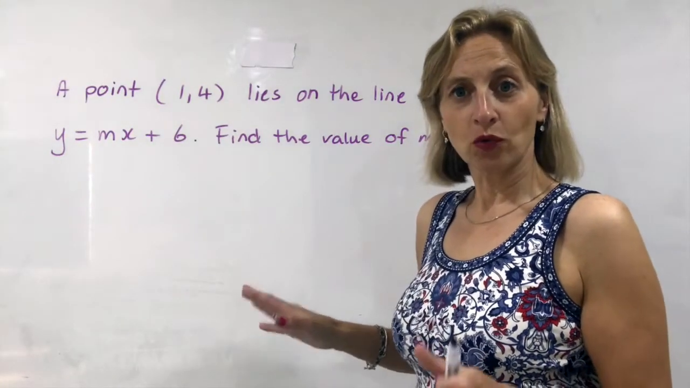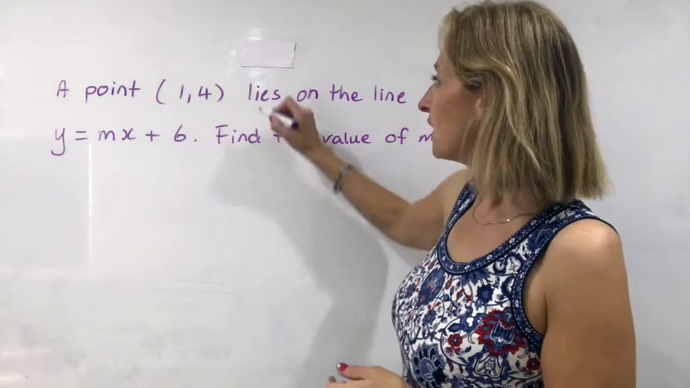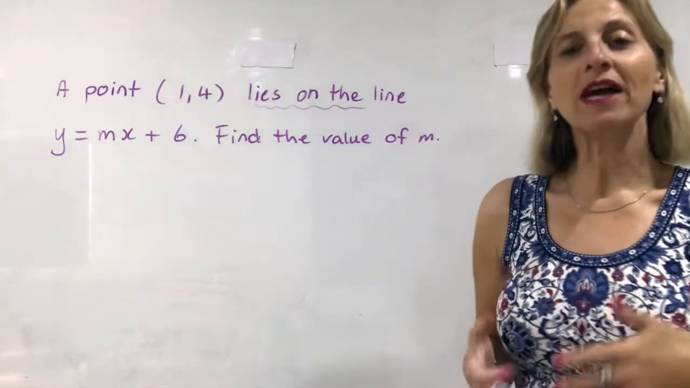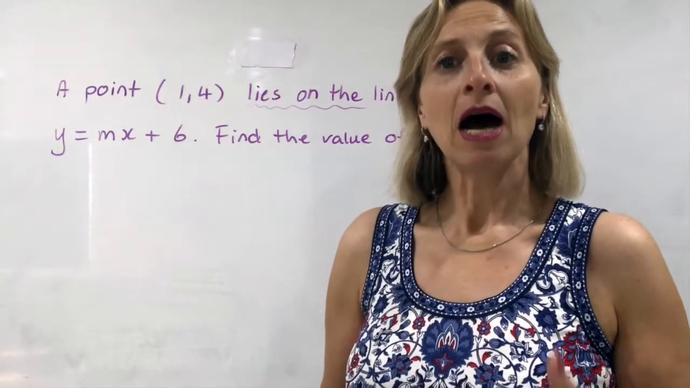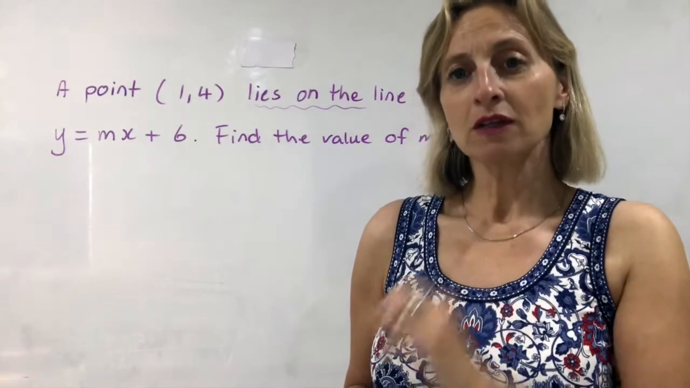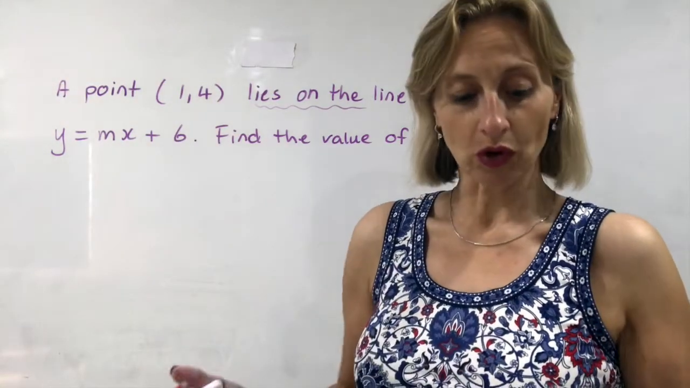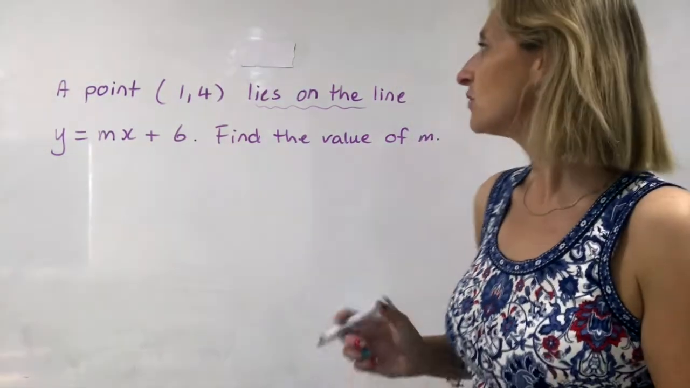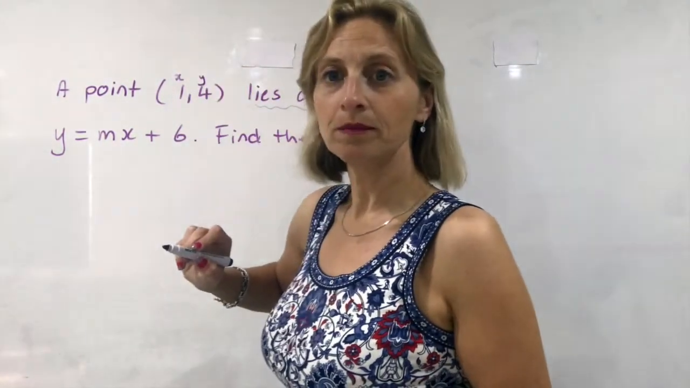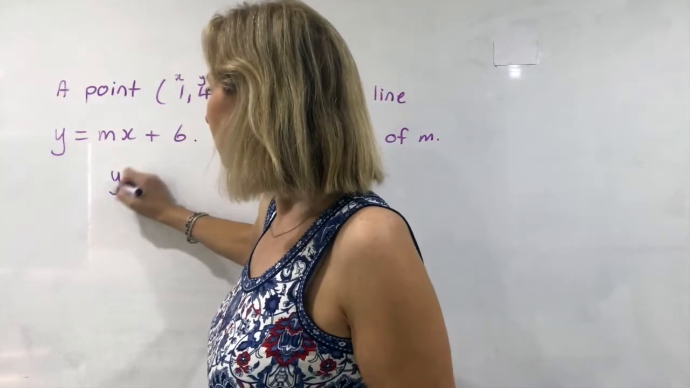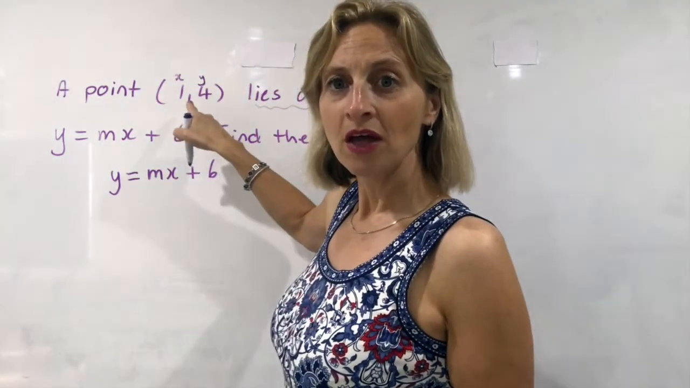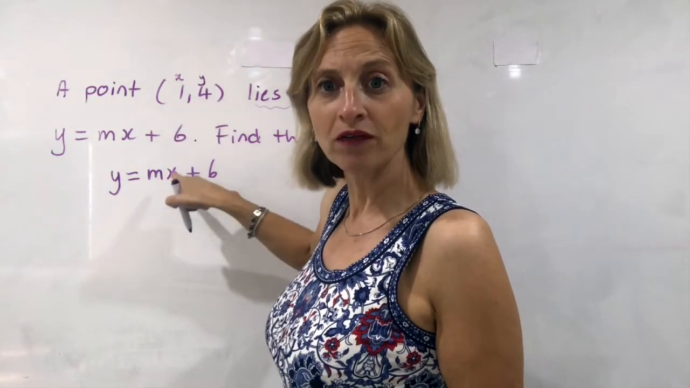Looks a little bit daunting, but we know that they're talking about a point that lies on a line. As soon as we understand that the question is asking us about a point that lies on a line, we know that we need to sub in the x value, sub in the y value, and everything should work. So let's see what happens if we do that. We know that x equals 1 and y equals 4. This is our equation, y equals mx plus 6. But we know that this point should lie on this line.